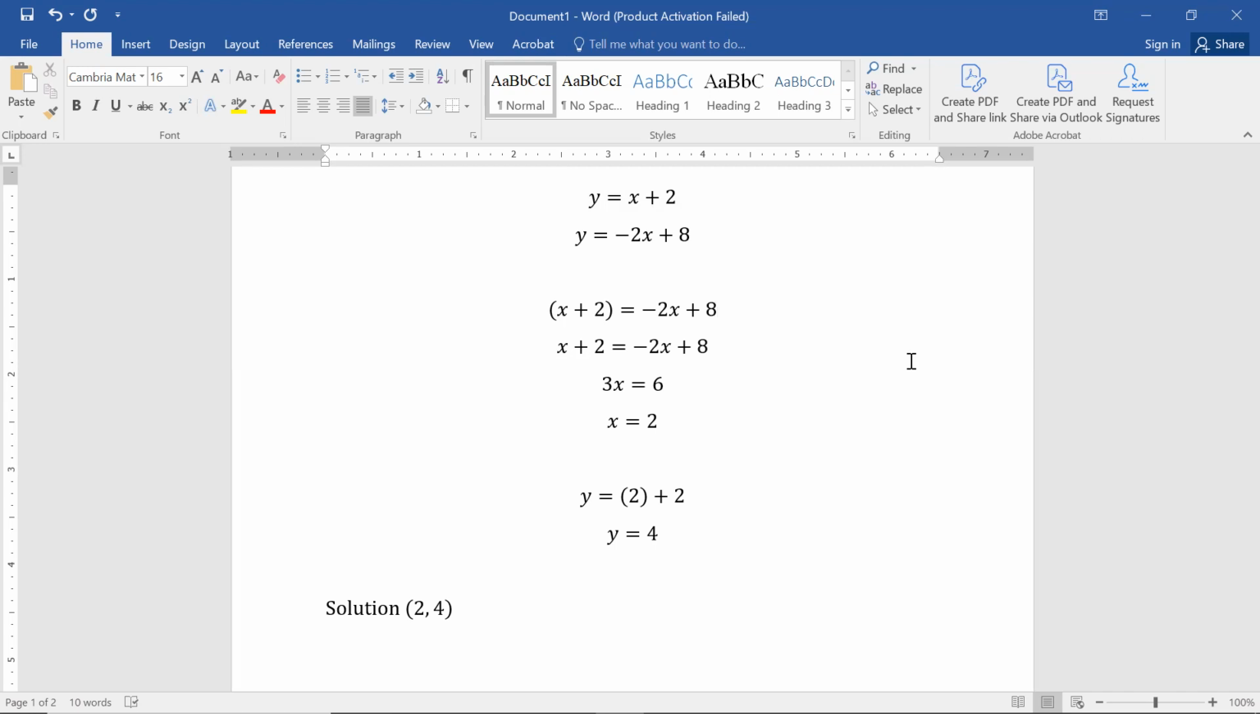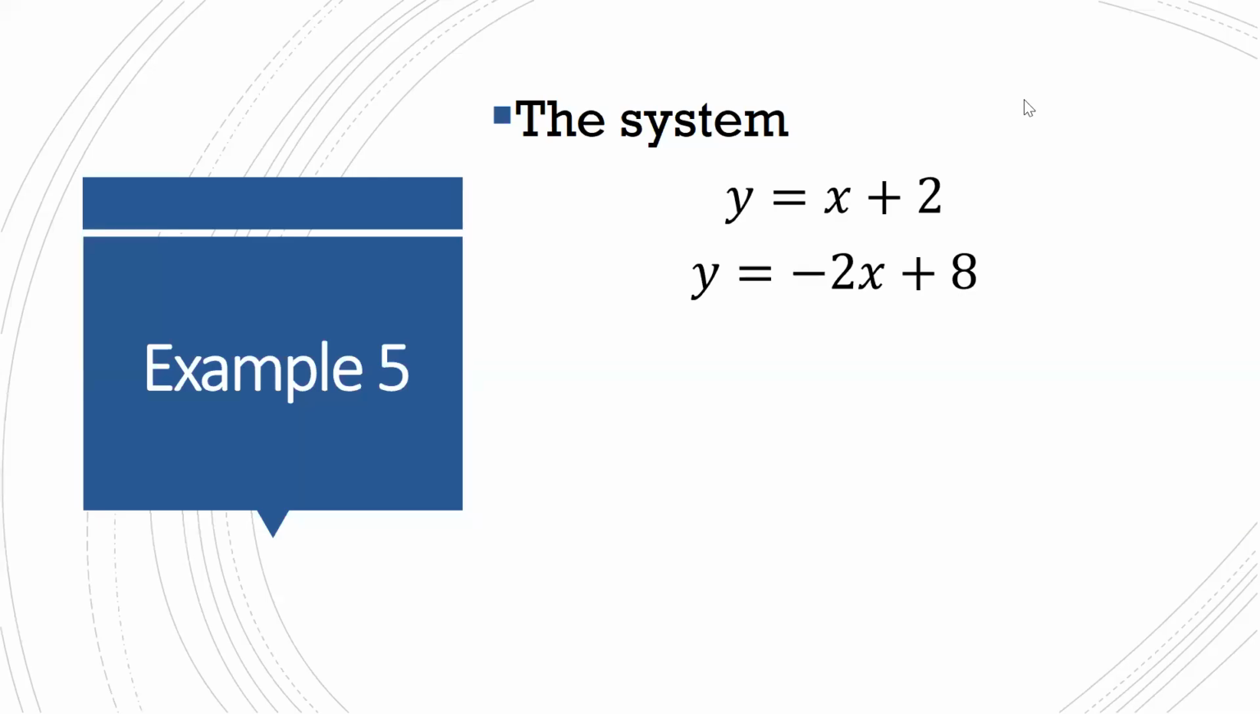Moreover, I want to reiterate that if you ever doubt your solution, you can plug it into both equations and see that you get a true statement in both equations. That's an indicator that we have the correct solution. So if you want to check your work, you can check your work. So that is it for this video on substitution.